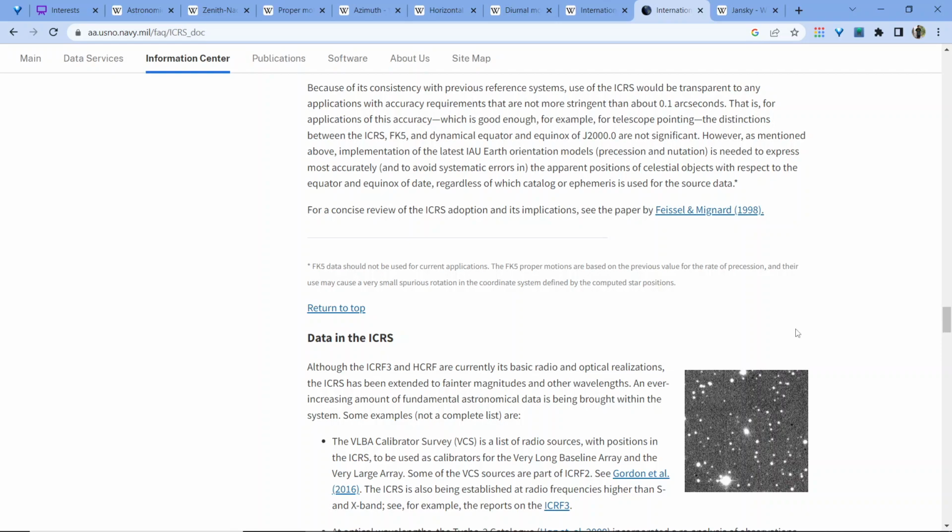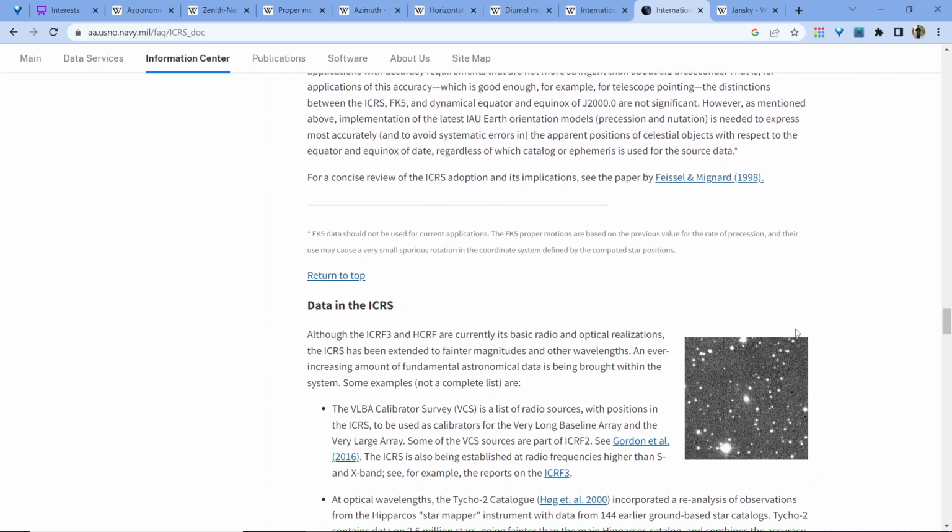FK5 data should not be used for current applications. The FK5 proper motions are based on the previous value for the rate of precession, and their use may cause a very small spurious rotation in the coordinate system defined by the computed star positions.